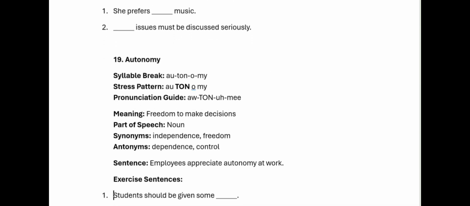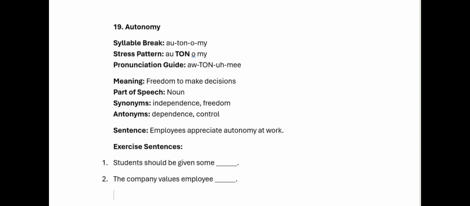Word 19. Autonomy. The word is commonly used for educational institutions. It has 4 syllables. The stress is on the second syllable. The pronunciation guide says AW, TON, UH, and ME. So what have you understood from this observation? Y takes double E. You pronounce as MEE, but you write as MY. Autonomy. The meaning of the word is freedom to make decisions. The part of speech is a noun. The synonyms are independence.